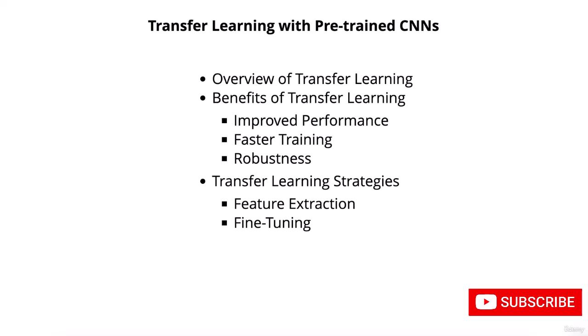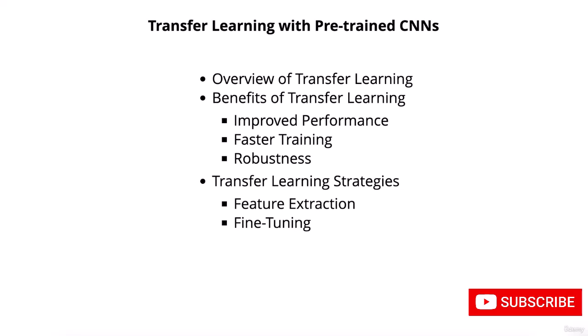First topic is all about an overview of transfer learning. Transfer learning involves transferring knowledge from a source domain, usually a large dataset, to a target domain, a smaller dataset or a specific task. In the context of CNNs, this typically means using the learned features from pre-trained models to improve the performance of models on new tasks.